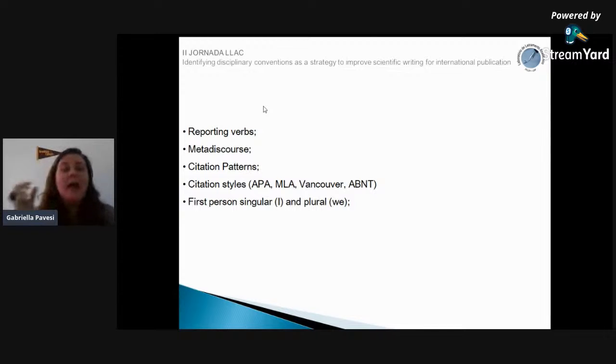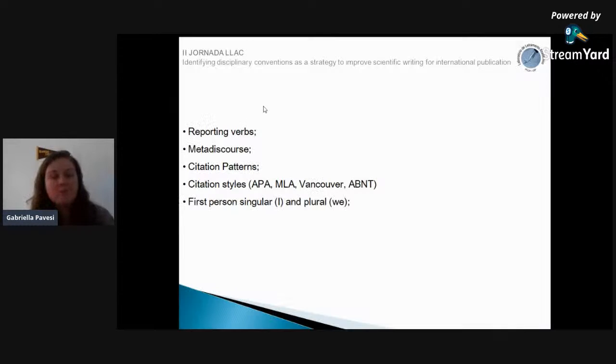And before we move on to talking more specifically about the ones that we're going to talk about today, I just wanted to note, because I think this is important to clarify, that citation patterns and citation styles are two different things. Yes, both are influenced by disciplinary writing culture, but they are different things. Citation styles are how we organize the references of our sources. Like I put here on the PowerPoint: APA, MLA, Vancouver, ABNT. Depending on your discipline and also on the journal you choose to submit your article to, you are going to use a different citation style.